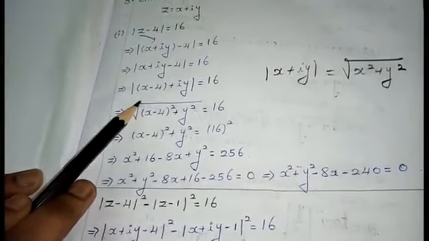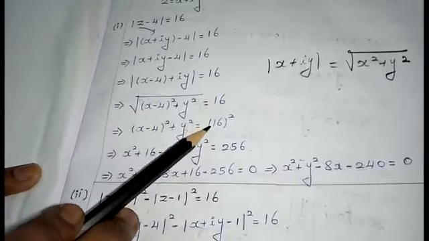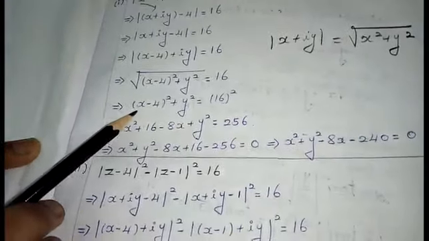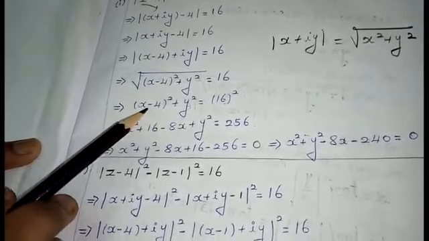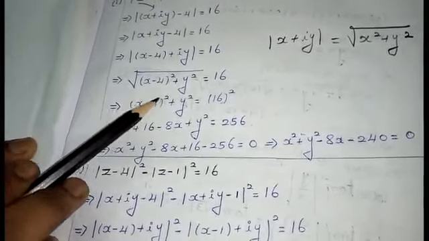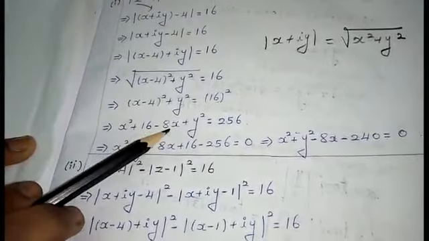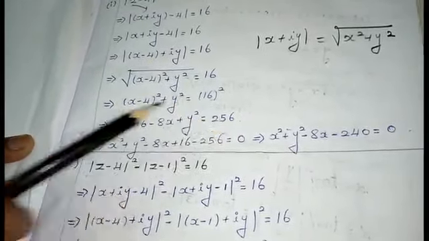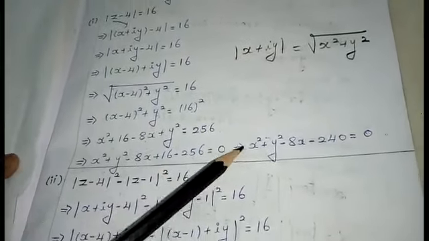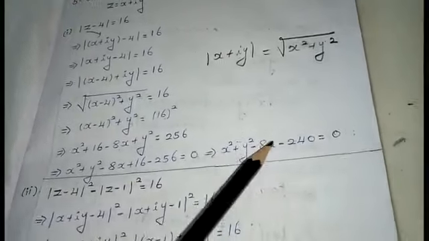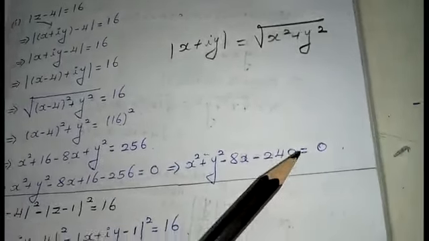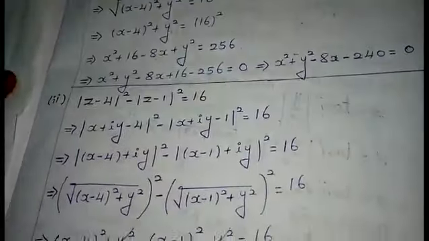Taking the square root to the other side, you will get it as power 16 square. Then I am applying the algebraic formula, a minus b the whole square, that is a square plus b square minus 2ab, plus y square. 16 square is nothing but 256. Simplify the term, and you will get x square plus y square minus 8x minus 240 equal to 0.